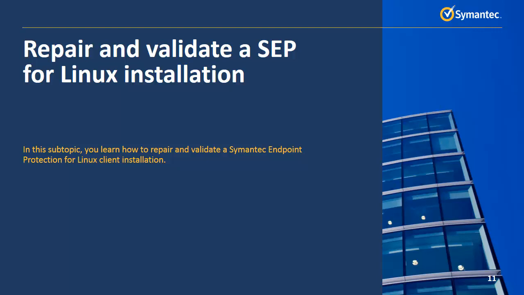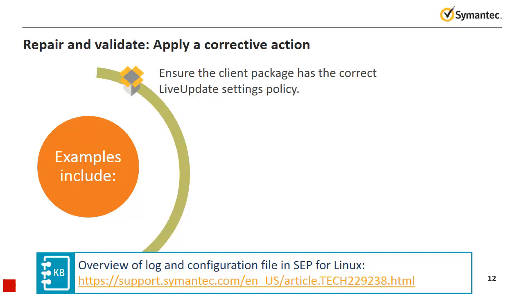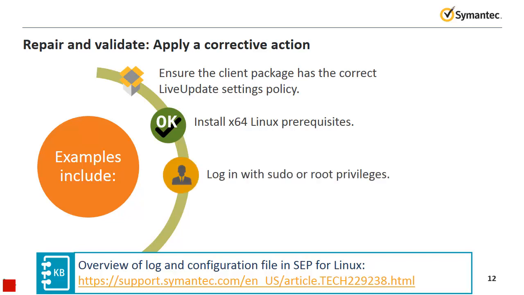During the repair phase, you apply a corrective action. Examples include ensuring that the SEP for Linux client install package contains the correct LiveUpdate settings policy with a proxy server and/or an internal LiveUpdate server configured as needed. You can also resolve a malfunctioning SEP for Linux client by installing an Intelligent Updater package on the endpoint. Install x64 Linux prerequisites before installing the Linux client. Log in with sudo or root privileges before starting the installation.